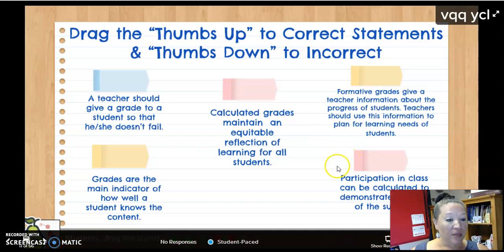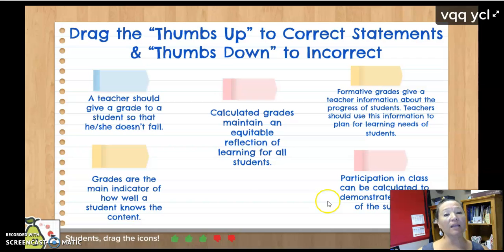And then the last one: participation in class can be calculated to demonstrate mastery of a subject. No, not really. Now, sometimes you can, if you're participating in an activity and you're making sure that they're participating and that they're not just slacking off in class. You can do that with activities such as bell work. Are they completing the bell work? If you did a Socratic seminar, did everybody contribute and state something? Those are types of participation activities that still help you glean what they are learning, and you can still assess their learning and quantify that mastery of the content.